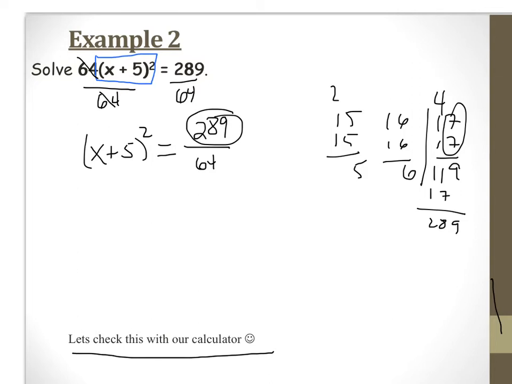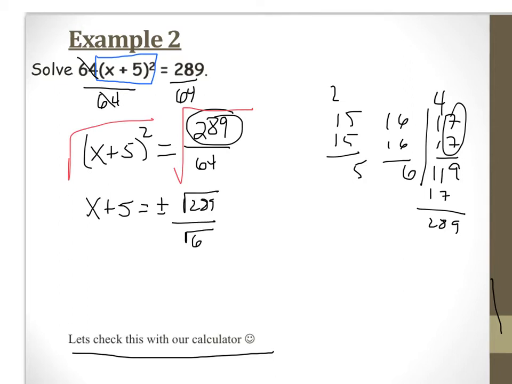And now that we have the square isolated, it's in parentheses, so I'm going to go ahead and take the square root of this, which means I'm going to take the square root of all of that. And our property told us that if I have a whole fraction underneath the square root, I can just take the square root of the top and the bottom, and don't forget the plus or minus. So I do that, and I get x plus 5 is equal to plus or minus 17 over 8.